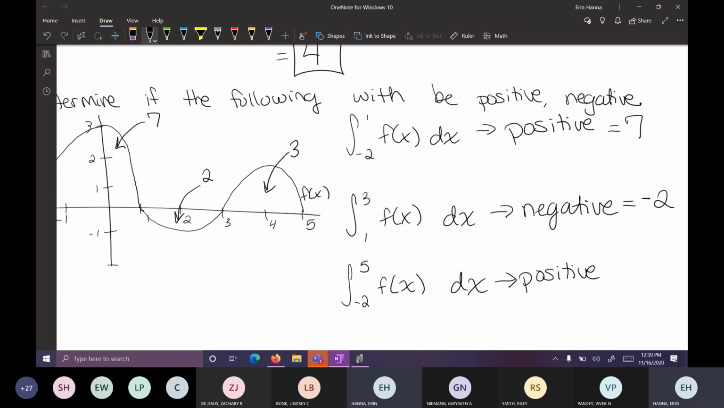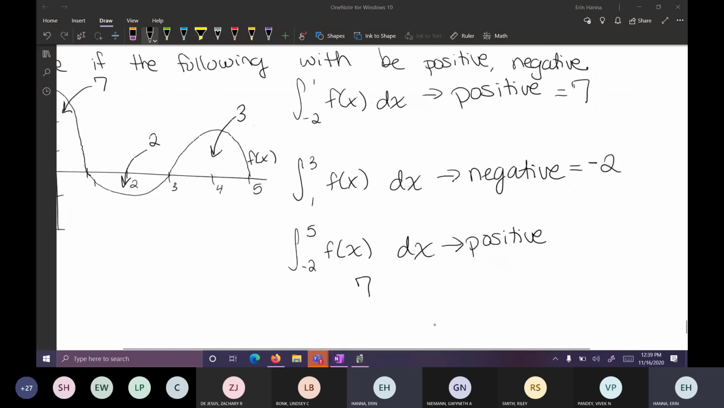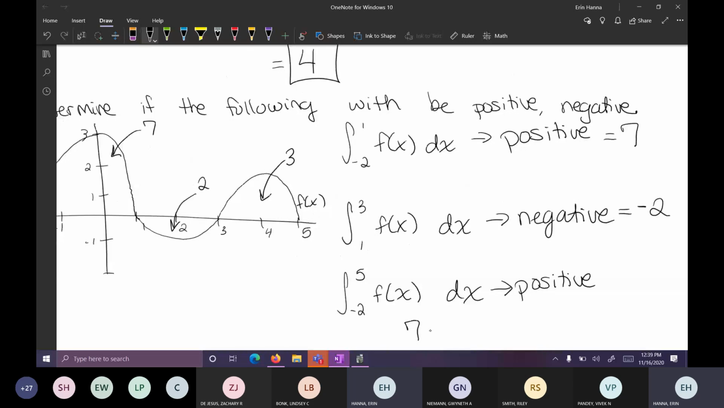And then if I wanted to figure out the area from -2 to 5, well, I start with that piece of 7 at the back. And then if I want to add on the area from 1 to 3, well, I need to remember that that's -2. And then I can add on the area from 3 to 5, which is 3. So that total area would end up being 8. So I can also tell you the values of the areas and ask you to find them from there. And yes, there will be something similar to that on the exam.